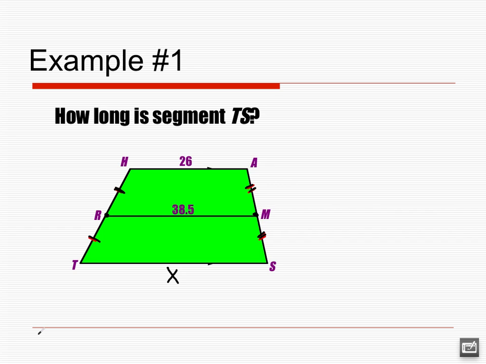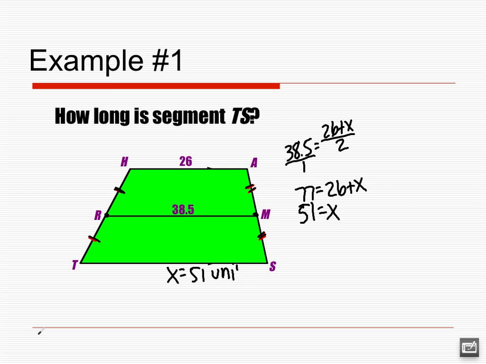Now we know that the midsegment is equal to the average of the other two bases. Our midsegment is 38.5. That's equal to the average of the bases. So remember, that means add up the bases and divide by 2. Okay, now I can do 38.5 over 1 and use cross products. 38.5 multiplied by 2, 77. That's going to be equal to 26 add X. Now if I subtract 26, I get 51 is equal to X. So in our figure, TS is 51 units long.